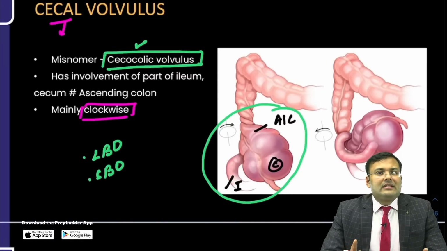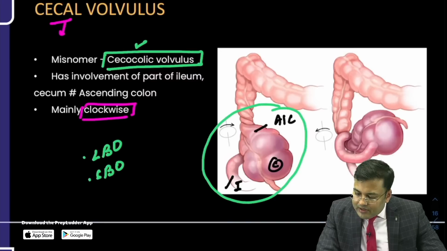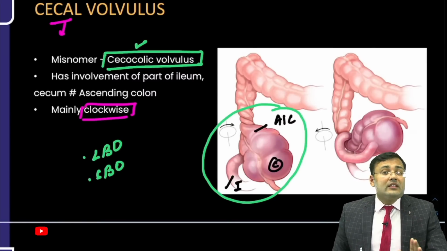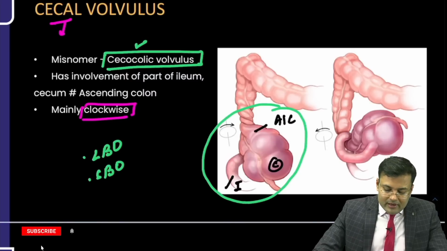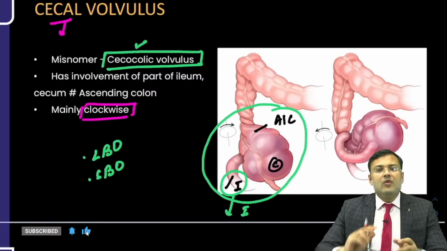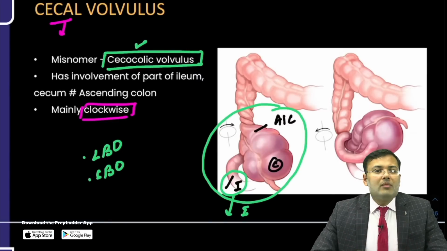Patients will be having signs and symptoms of large bowel obstruction or small bowel obstruction. Small bowel. Everybody got the concept that there is small bowel obstruction. Why small bowel? Because you saw that ileum is involved. When the twisting starts from ileum, obviously patient will be having small bowel obstruction.